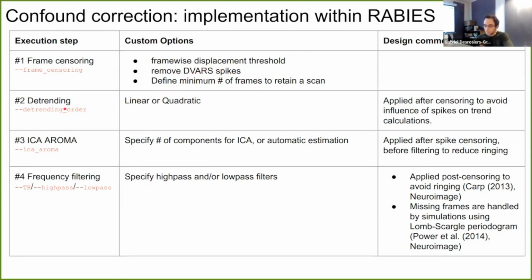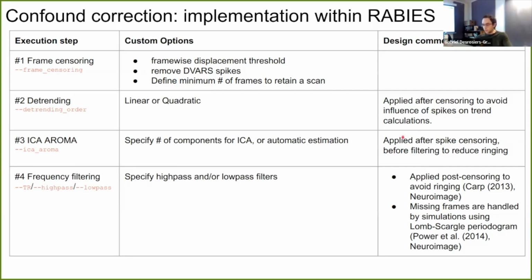The next step is detrending. It can be either a linear or a quadratic detrending, but detrending is always applied because essentially we need to remove at least the mean of your EPI before we can compute analysis. And then third comes ICA-AROMA, where you can specify either a consistent number of components to be computed in each subject, or just use an automatic estimation from the MELODIC ICA FSL software.